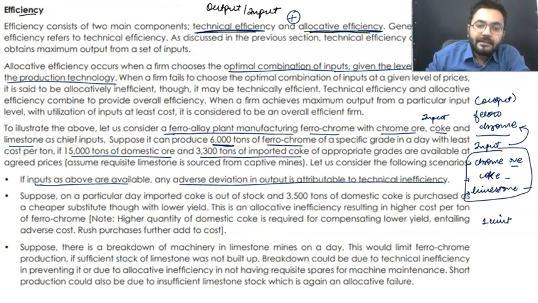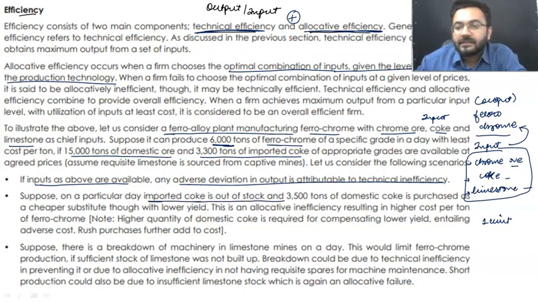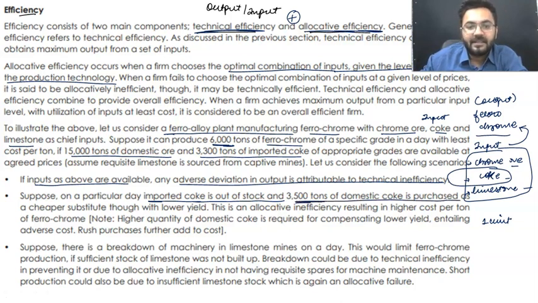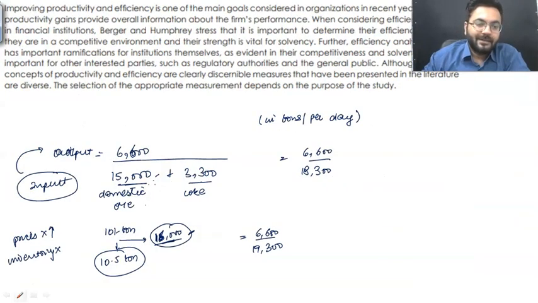Now what they are saying is that on any day imported coke is out of stock, we have to buy 3,500 tons of domestic coke as a cheaper substitute. Do remember, if the substitute is available at a cheaper price, that means the production quality is going to decrease. Now you need to understand this.